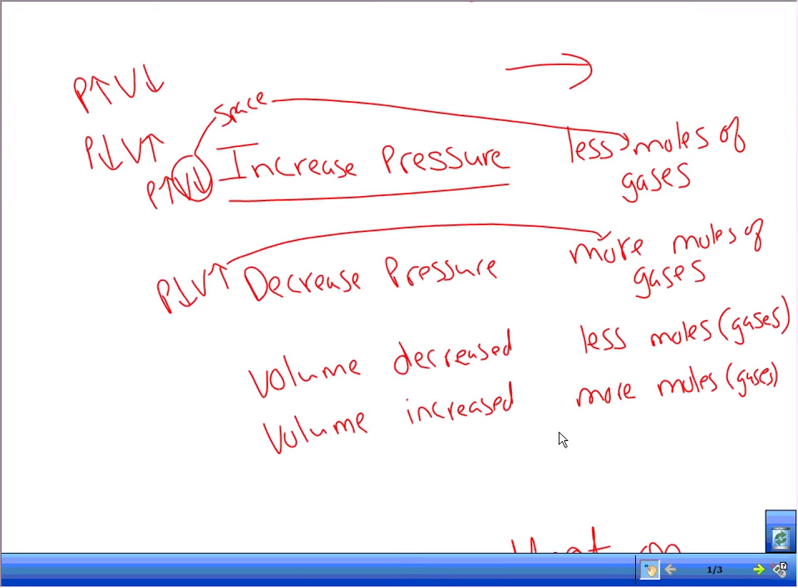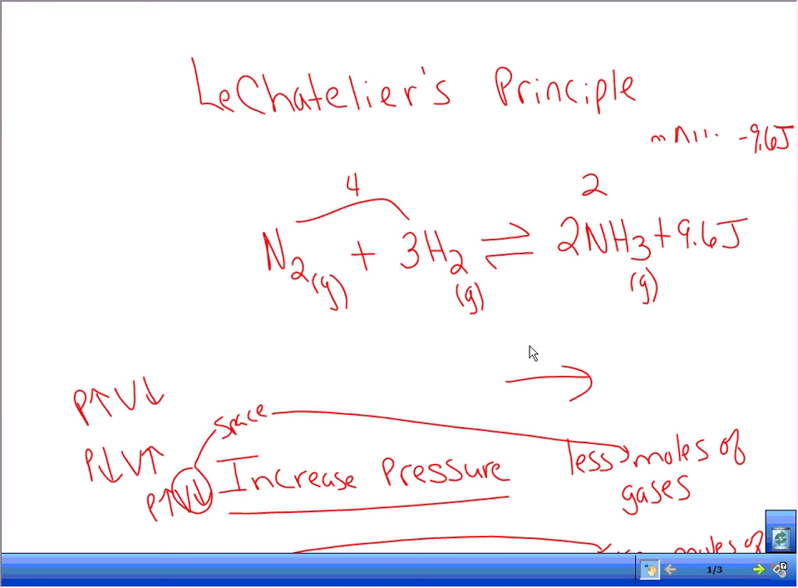So that was all LeChatelier's. It had to do with changing the concentration, either adding or removing, changing the temperature, either adding or removing, changing the pressure and changing the volume, and then the last would be adding a catalyst.